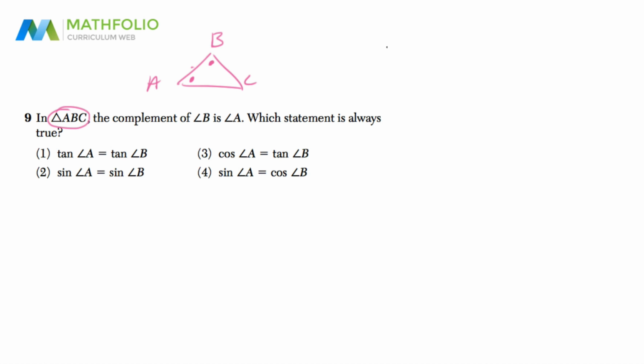If we're talking about complements, we're talking about angles that add up to 90 degrees. So if the complement of B is A, it means that A plus B must equal 90 degrees. And if this is true, because a triangle has to have 180 degrees, it means that C itself must also be 90 degrees. So in fact, I should redraw this triangle to reflect that angle C is a 90 degree angle. And so let me put A, B, C.